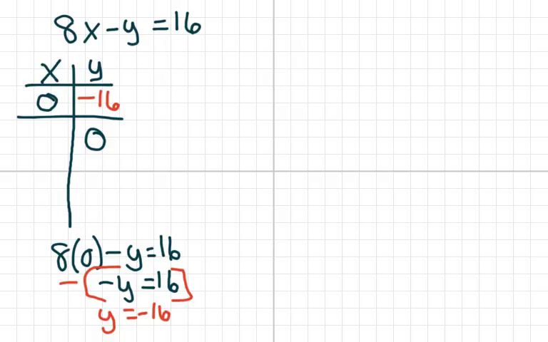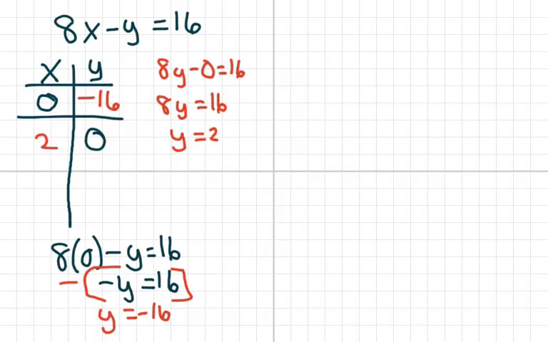And now I'm going to let y be 0. So when y is 0, we have 8x minus 0 equals 16. 8x equals 16. So x equals 2. And I have my 2 points. That's all I need. So 0 goes way down to negative 16. So apparently I am going to have to go by 2's here. So it's going to be negative 2, negative 4, negative 6, negative 8, negative 10, negative 12, 14, 16.